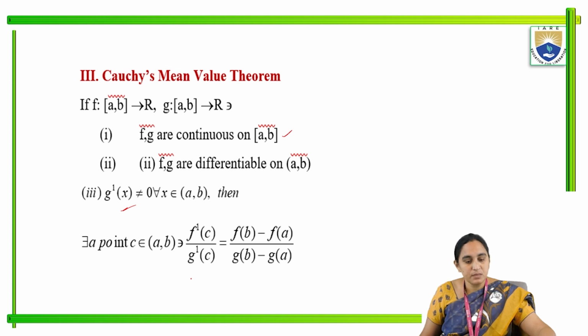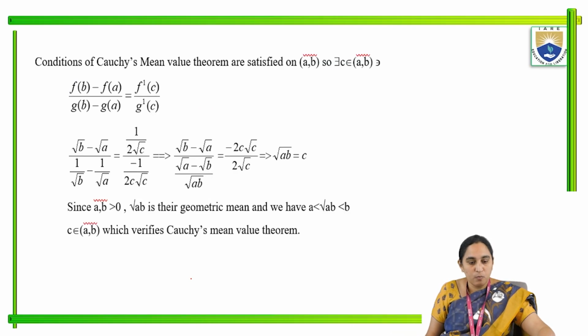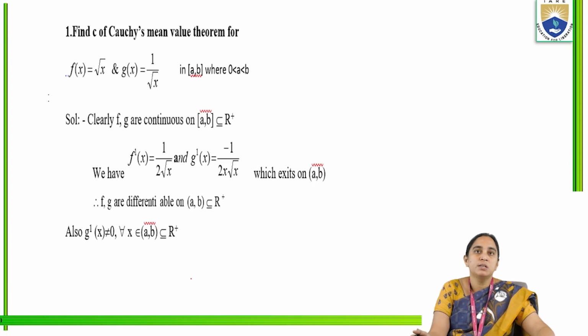From that, the first question: find the c value by using Cauchy's mean value theorem for the functions f of x equal to root x and g of x equal to 1 by root x in the closed interval [a, b], where 0 less than a less than b. For that, observe through the theorem statement what we have to prove first: f and g are continuous.